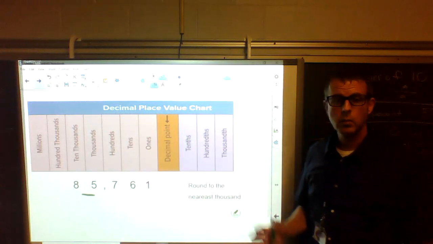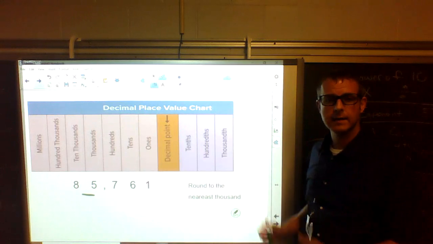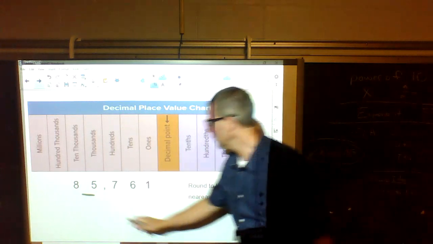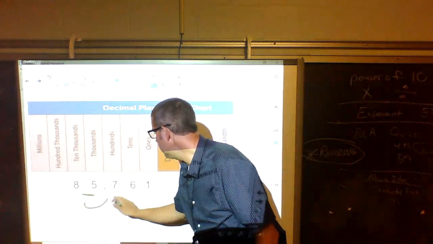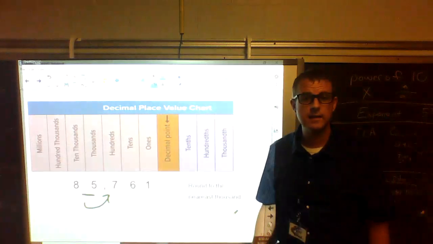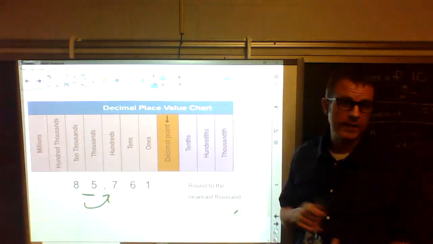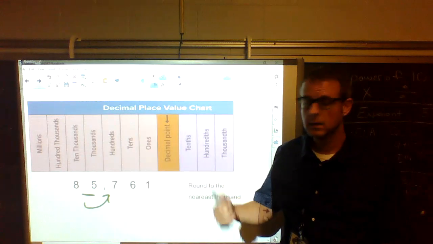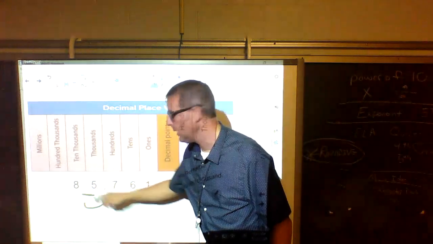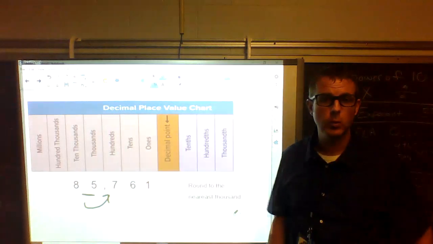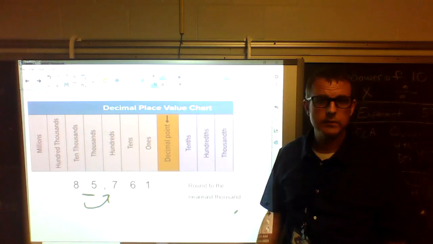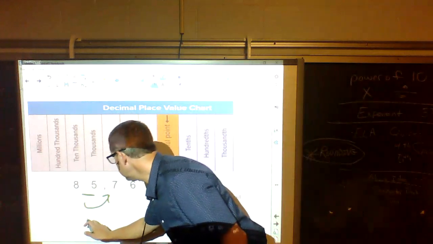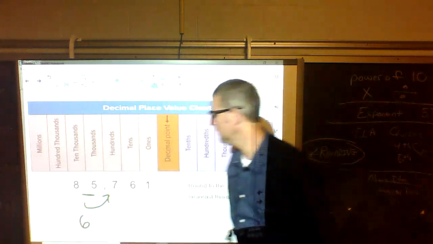Step 2, we look to the right, immediately to the right, next door, and see what number it is. So I'm going to go right here, and I'm going to look next door, and I'm going to see it's a 7. I know if it's 5, 6, 7, 8, 9, I have to add 1 or round up. So I have to add 1 to this 5. What's 5 plus 1? 6. So we're going to change this 5 to a 6.